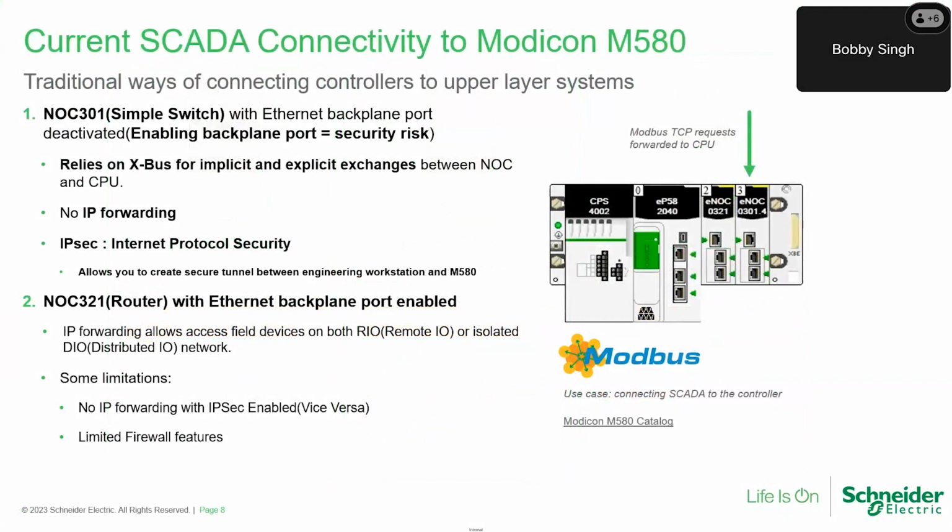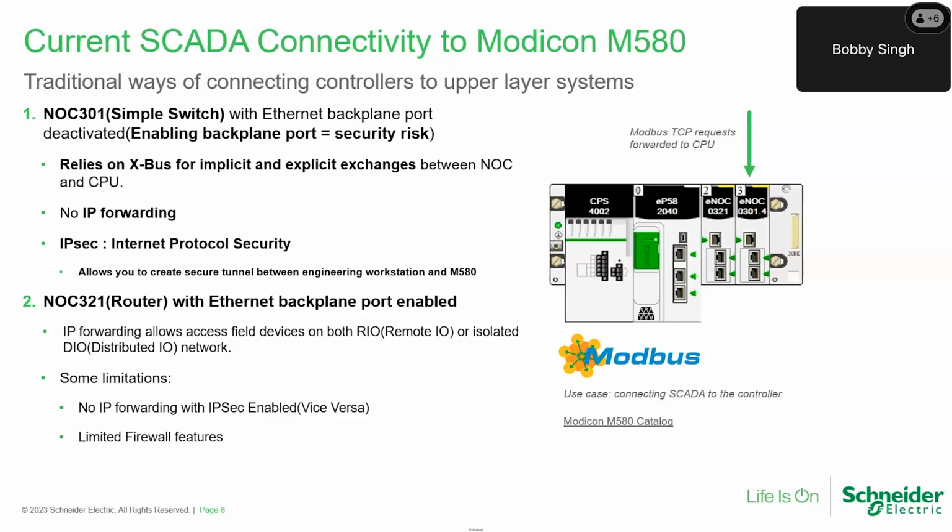Now let's go over some of the limitations of the modules that are currently used. The traditional way of connecting controllers such as M580 to an upper layer system, which could be any SCADA application or any other software application that needs to communicate with M580 and get data out of it or write data to it. We see NOC 301 commonly used for connecting SCADA networks to the controller, or M580 in this case. The Ethernet backplane port is disabled on the NOC 301 by default, but it can be enabled in the software. We do not recommend enabling the Ethernet port since it creates a security risk.